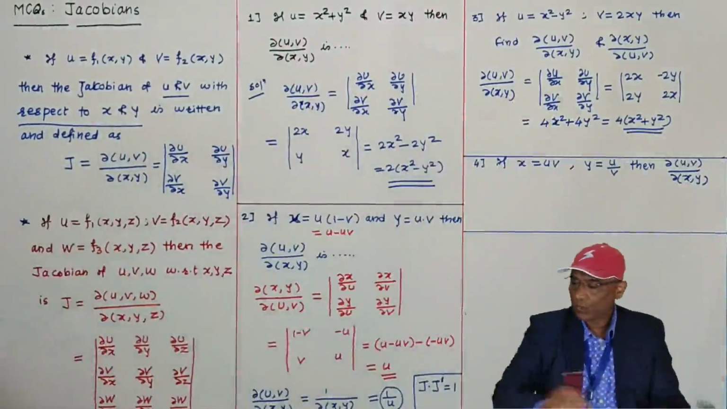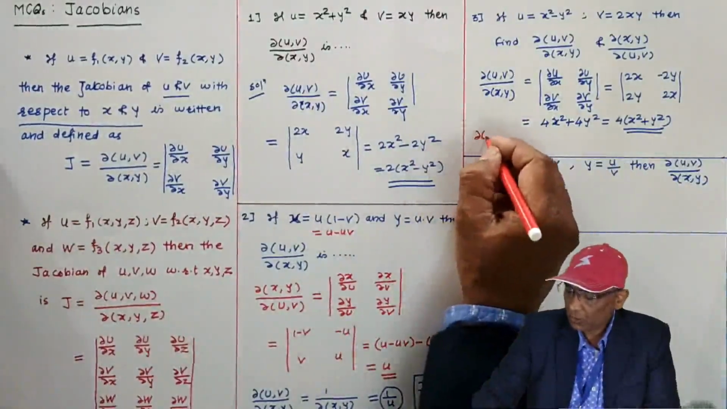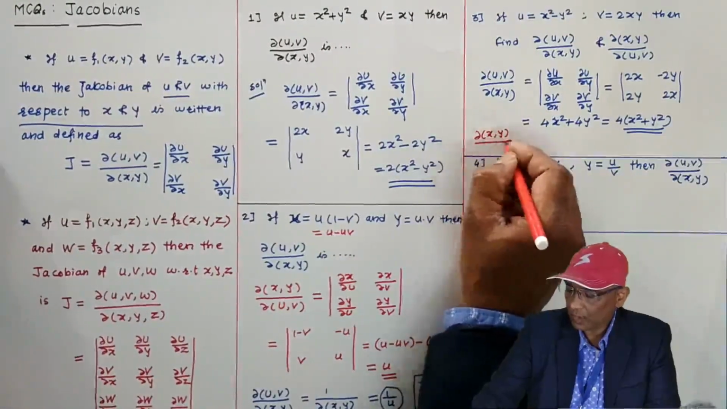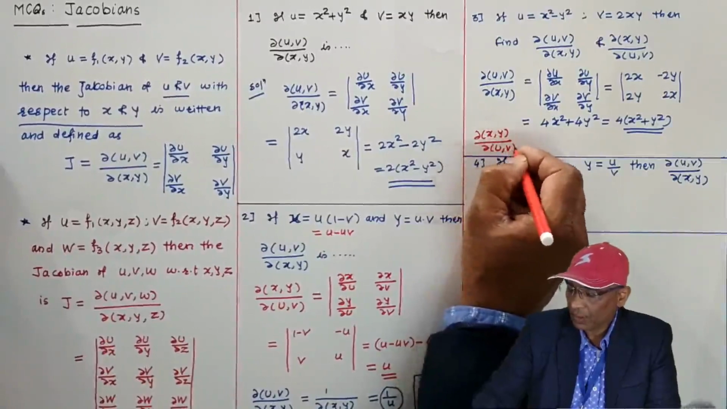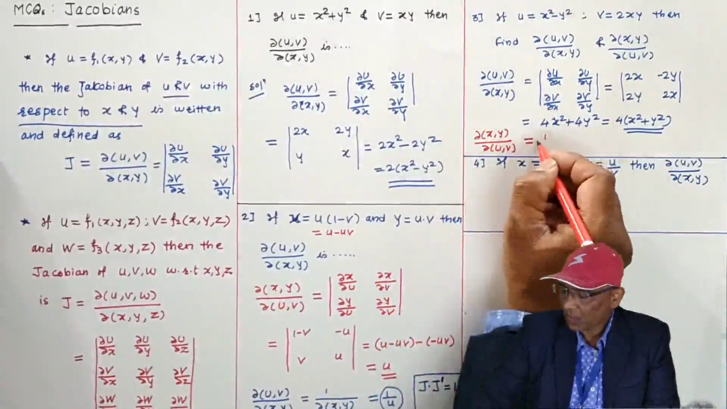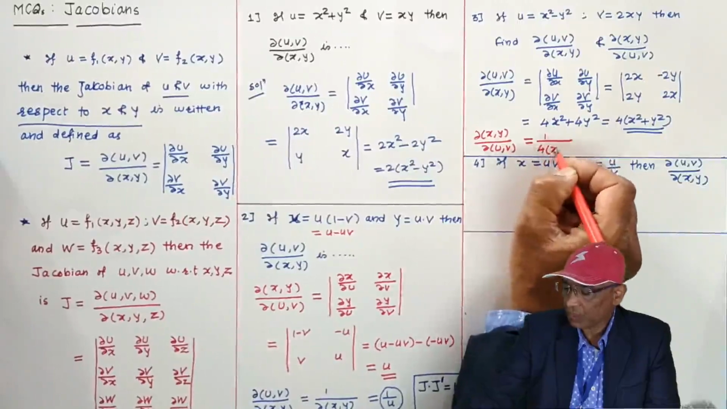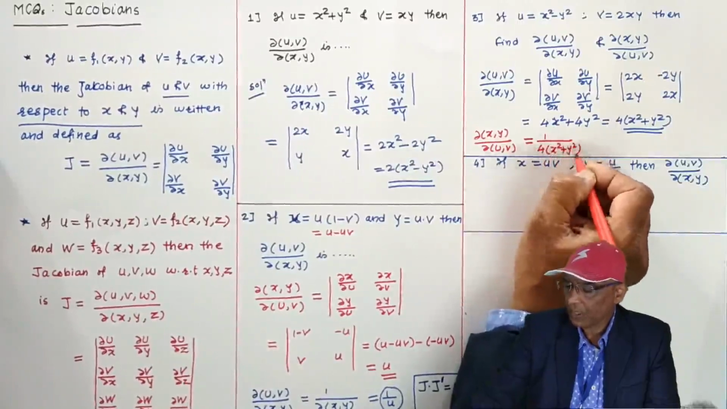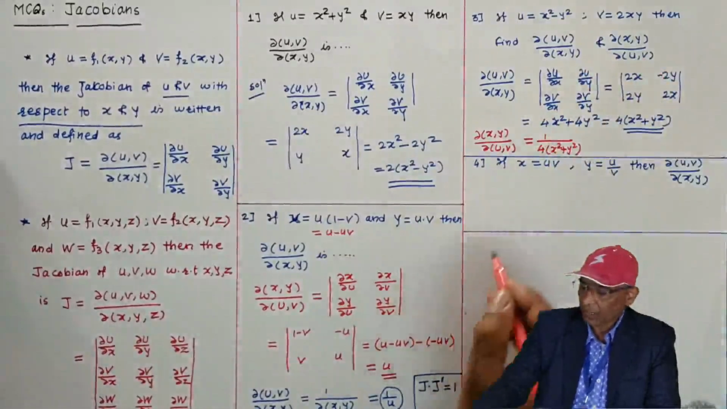And the Jacobian of x and y with respect to u and v is also asked here. The product of these two is 1, which means this can be written as 1 by 4(x square plus y square). Okay, there are 2 Jacobians we found.